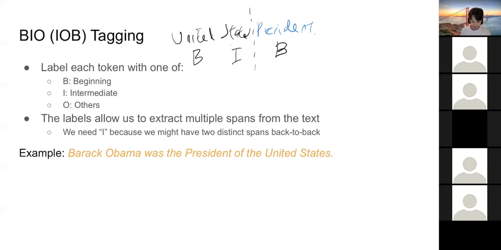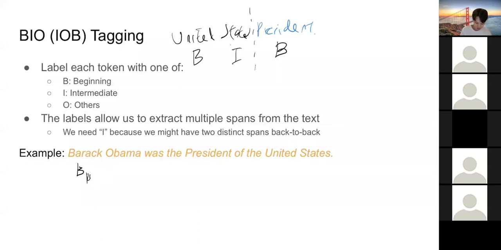What will be the labels for this example? Well, it depends on what you want to extract. Biotagging is just for extracting spans, but usually it's used for named entities, and named entity means person, location, or country. In that case, Barack will be B, but not just B, but B of person. So there isn't only one B, but there are several Bs.